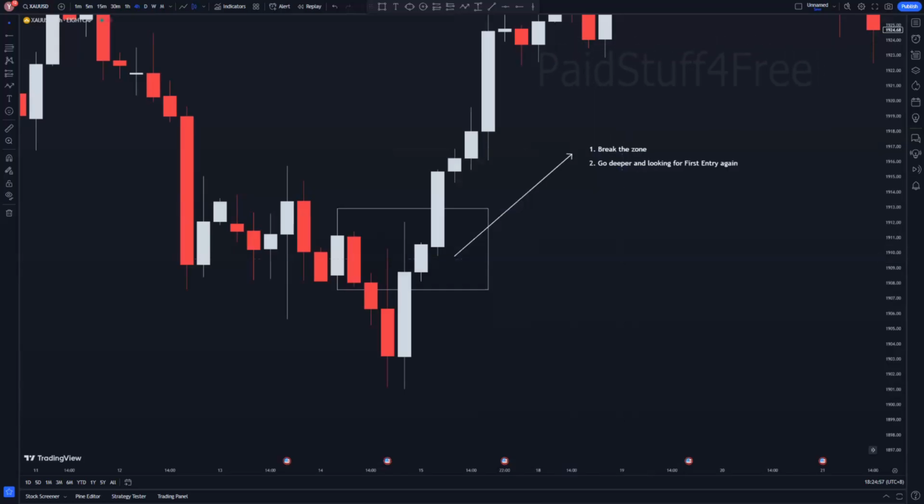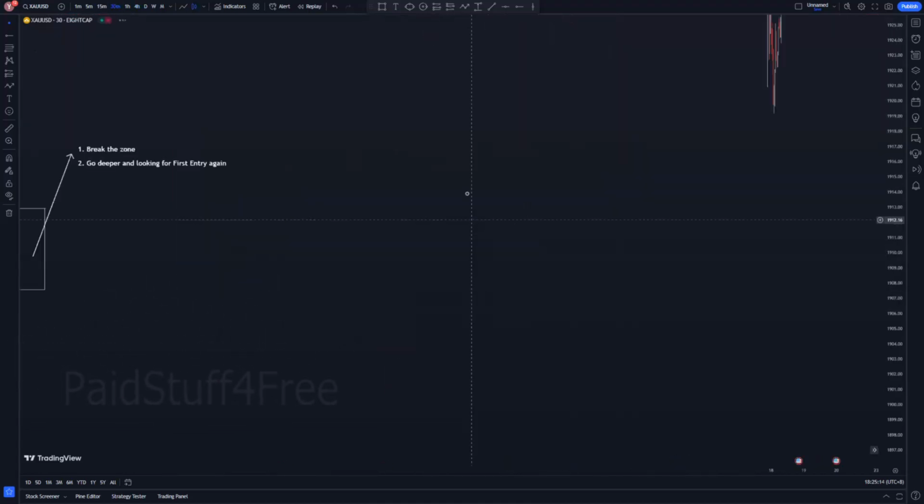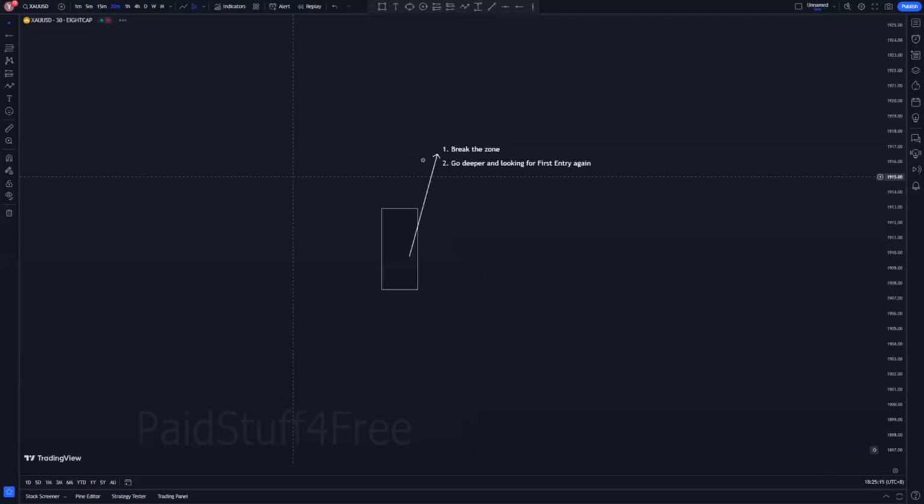Okay, let me send the notes for you guys. Make sure you download these notes. Okay, look at the current market price. Like I said, if inside of the current market price the price creates an opposite engulfing, it shows us the price is going to break the zone or the price is going to go deeper inside the zone. So let's look over here.